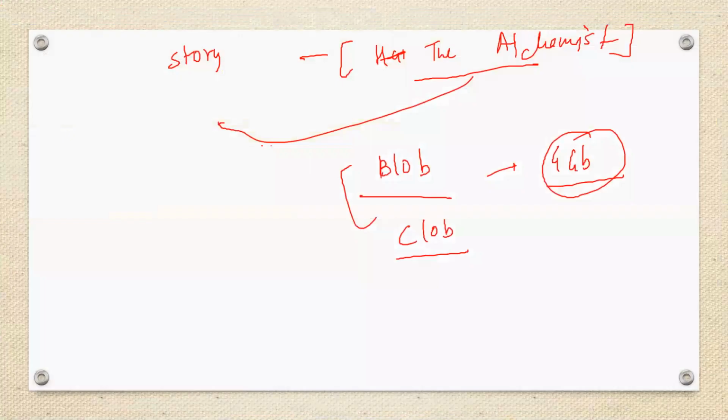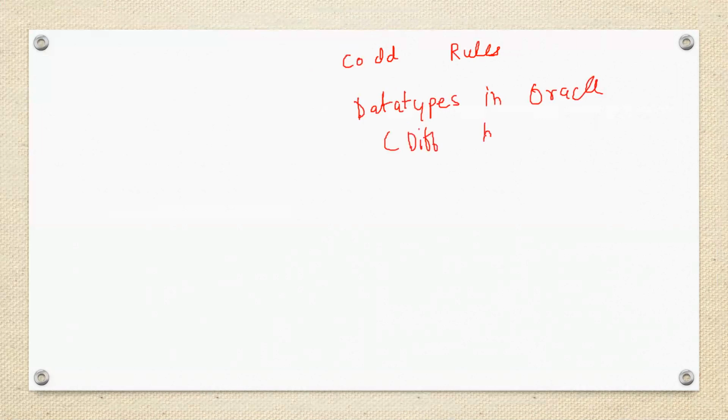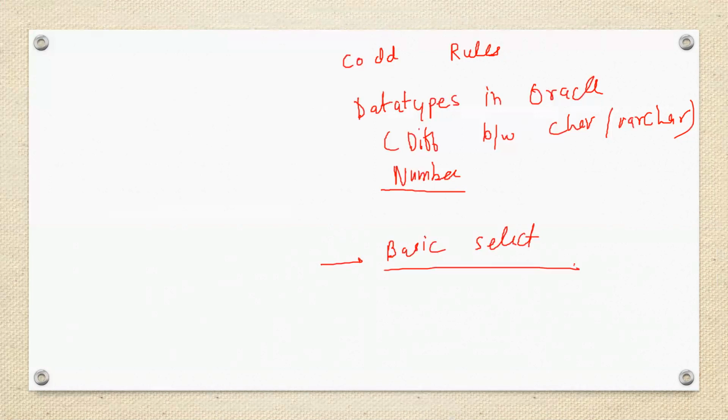But in tomorrow's session, first of all, I'm mentioning the topics that we have covered till now. We have covered core rules. We have covered data types in Oracle. Difference between char and varchar. And I've given you an introduction to number as well. Now, in our next session, we are going to look at the syntax of basic select. Let me give you a bit of an idea of what I'm talking about.